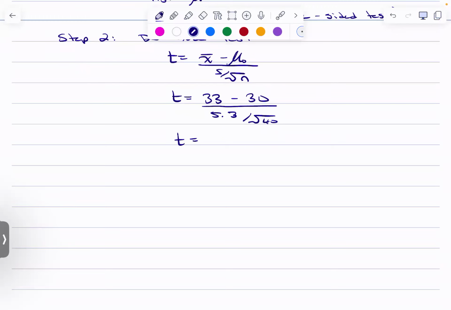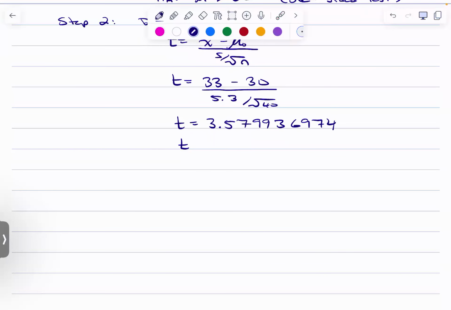Whoo, that's exciting. I get excited when I get to reject the null hypothesis. 3.5799366974. I expect to reject the null hypothesis with such a large t. That's really telling me that 33 is really far away from 30, right? It's really high above 30. So to 3 decimal places, 3.580, I guess.